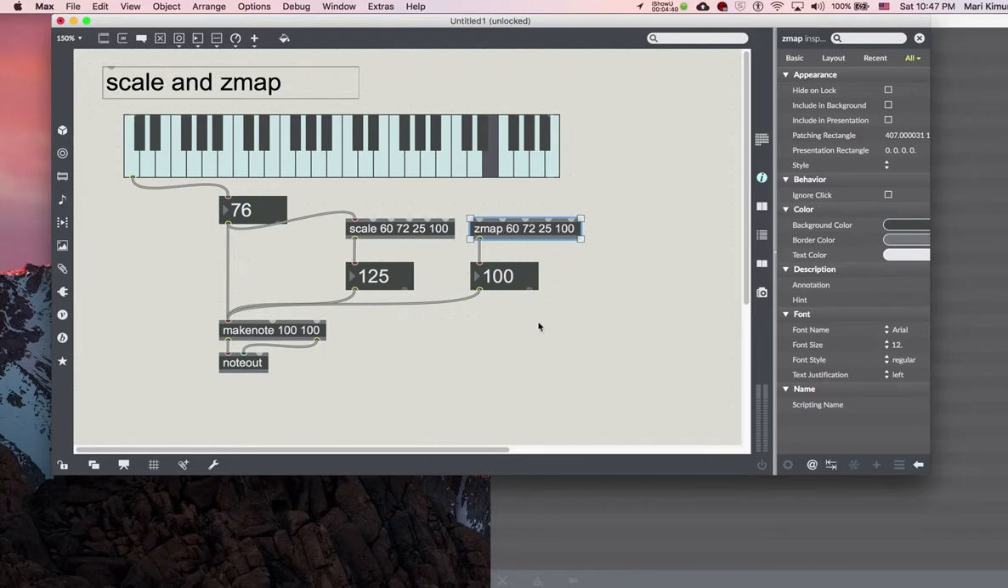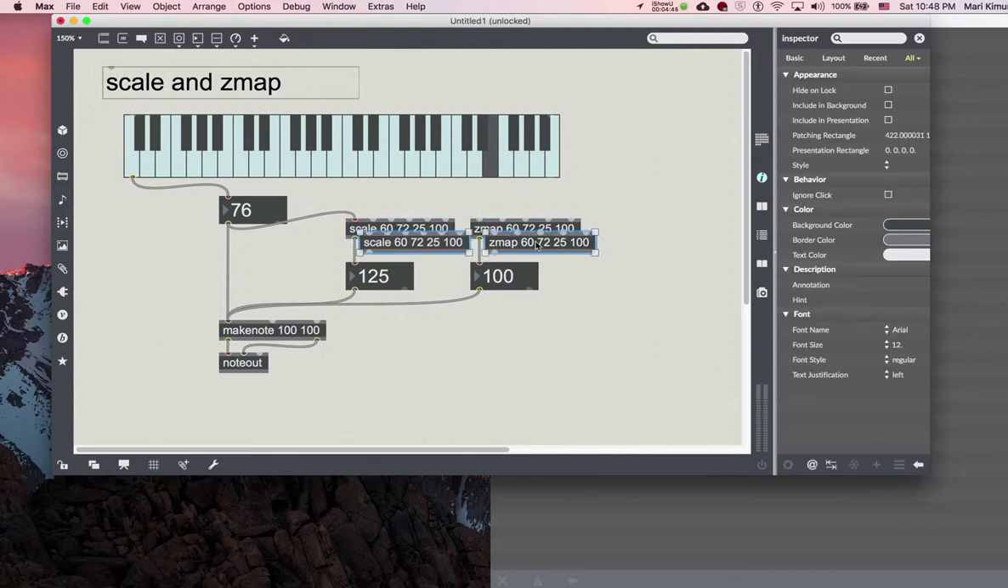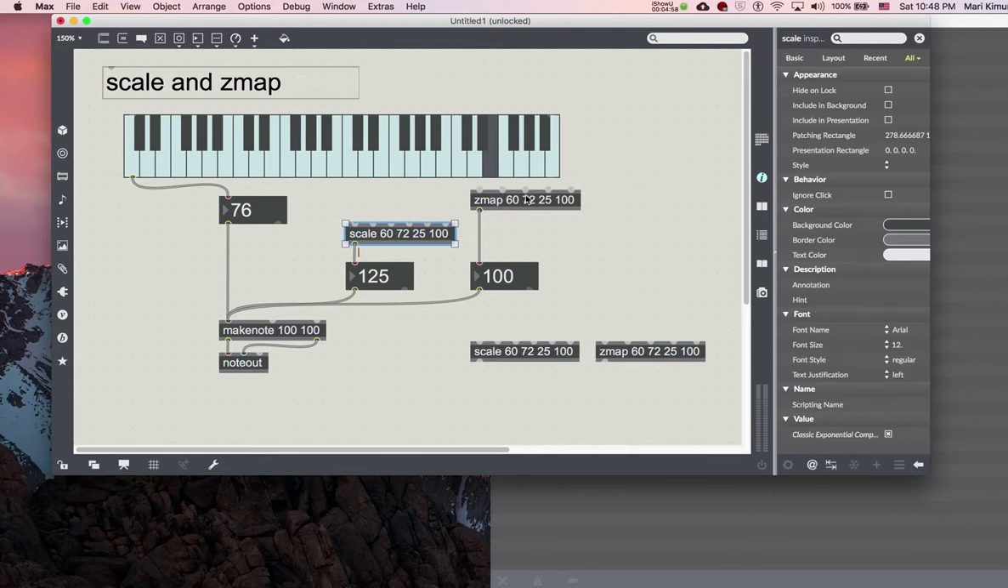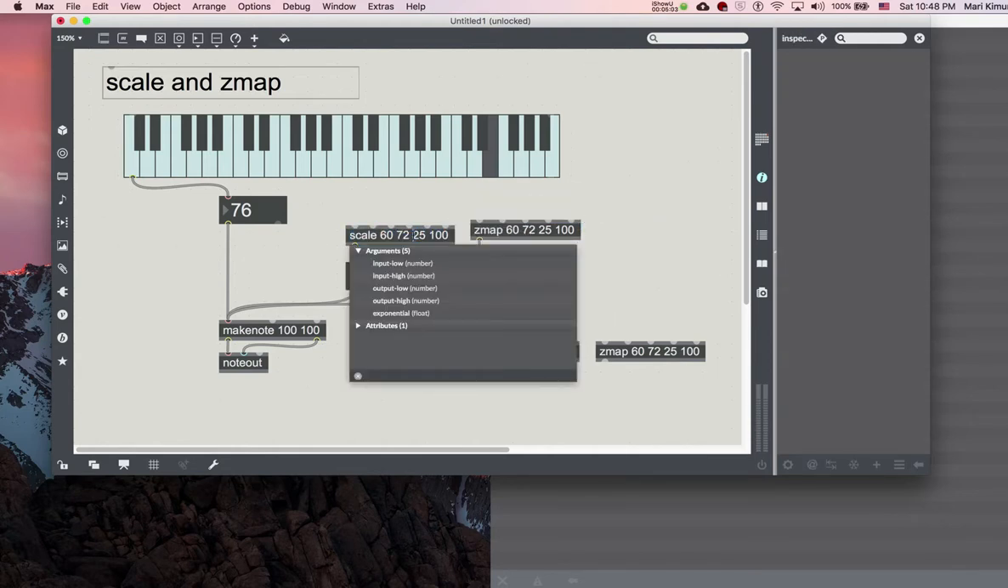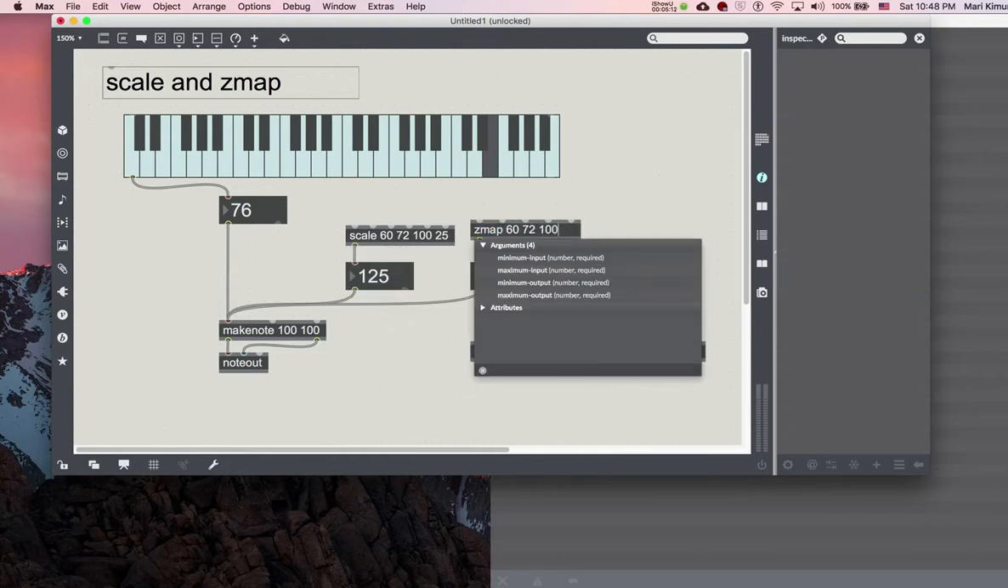Okay, so now watch this. There's a very important difference between zmap and scale. Let's say that I don't want the output to go in the same direction as the data, but I want it reversed. So I want middle C to play a high note and the octave above middle C to play the low note. So I want to do the same here and see what happens.